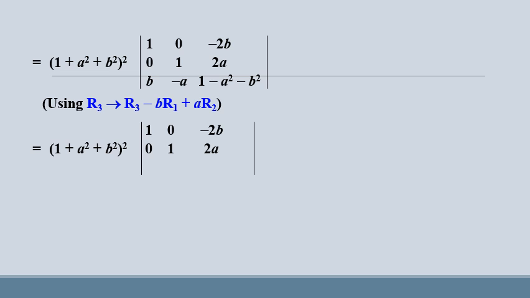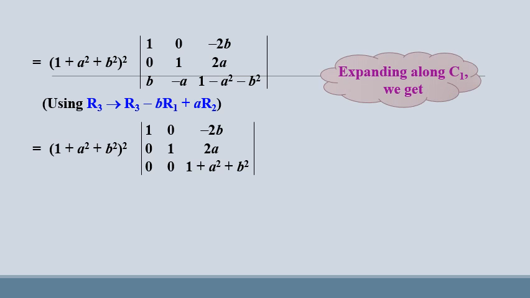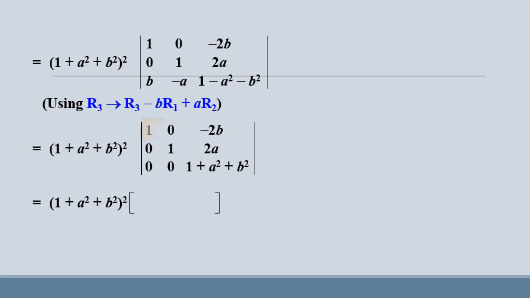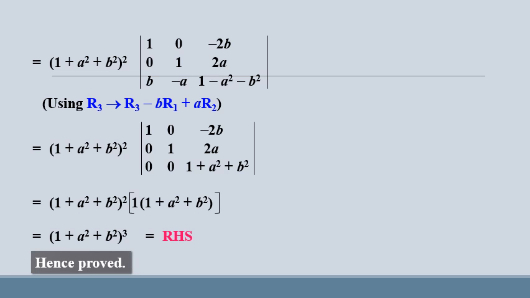So we get R3 minus b R1, and this will be 0, and then R3 minus b R1 plus a R2, it will be 0. So the third element will be 1 plus a square plus b square. Now expanding using C1, we get 1 into 1 plus a square plus b square, and 0 into 2a is 0. So on multiplying 1 plus a square plus b square into 1 plus a square plus b square whole square, we get 1 plus a square plus b square whole cube, which is the required RHS.